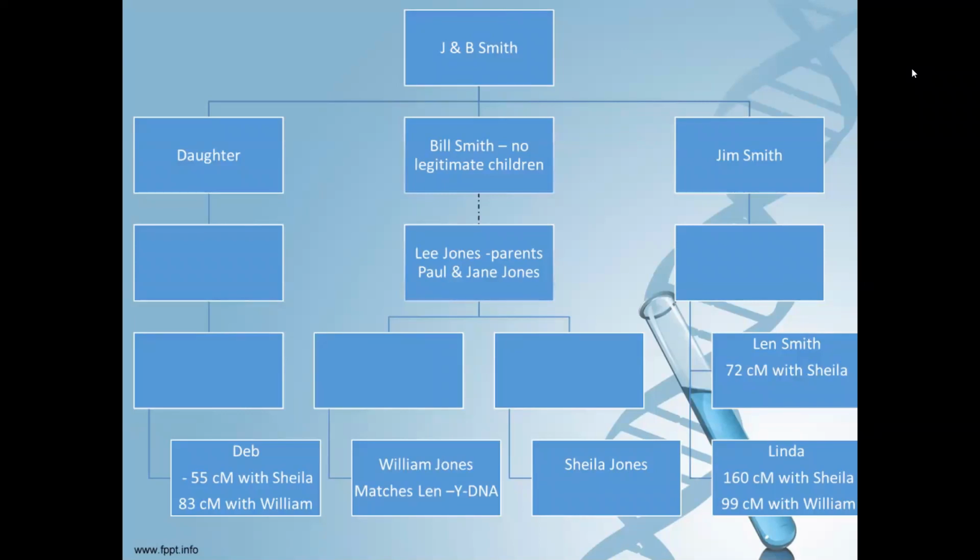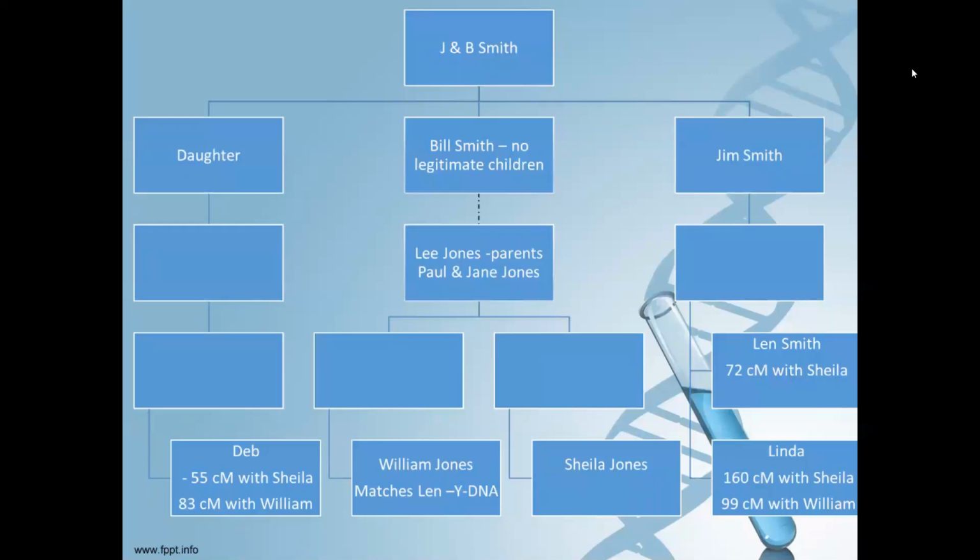But then Deb, Len, and Linda all started matching with these Joneses. So the Joneses are in the middle. You see William and Sheila down at the bottom there. And long story short, William and Sheila don't have any Smiths in their family tree. And Deb wrote to them and said, oh, I wonder how you could be related to me. You seem to be related to my Smith relatives because you're related to my cousins who are also Smiths.